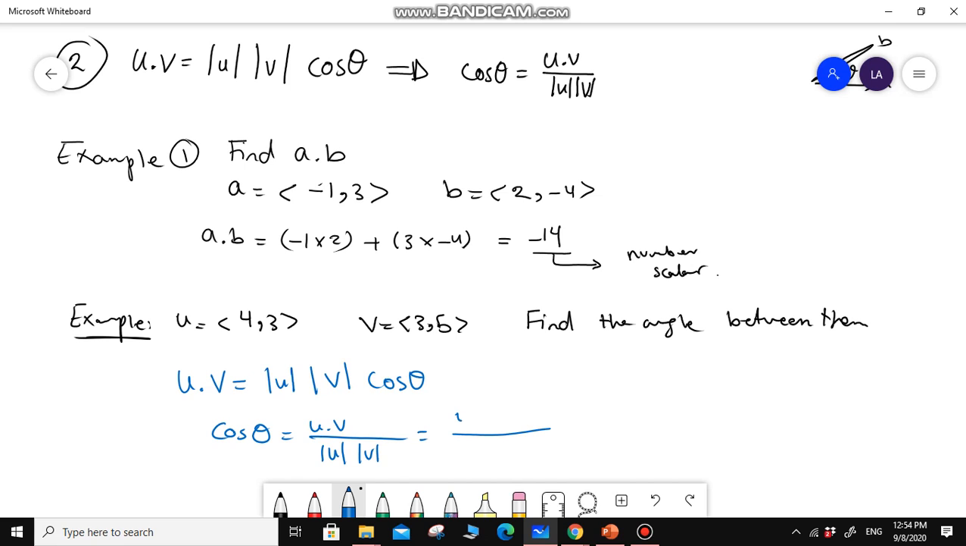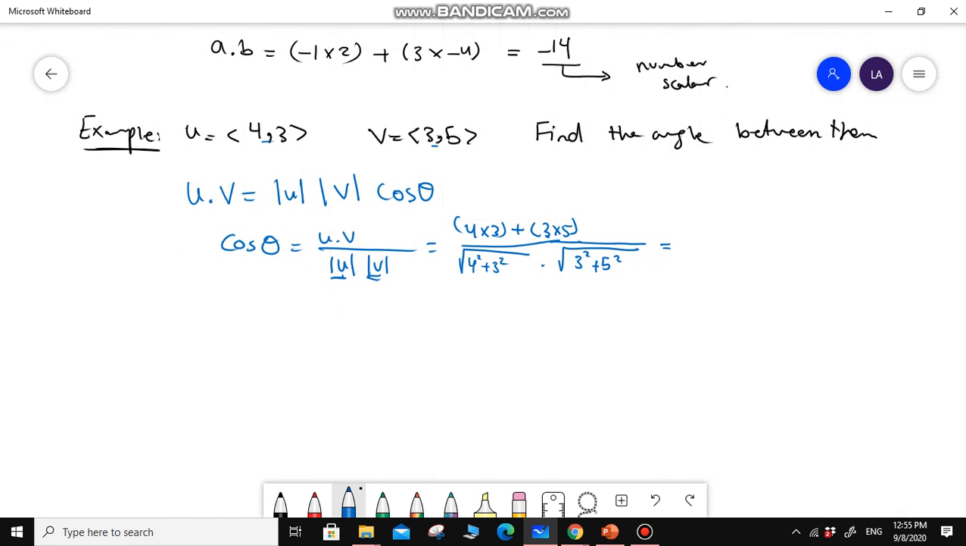Now, for the dot product, you will multiply 4 times 3, the x parts, and then you will be adding to it 3 times 5. Then you will do, for the magnitude of u, radical 4 squared plus 3 squared multiplied by radical 3 squared plus 5 squared. So I am applying the Pythagorean theorem to find the magnitude of u and then the magnitude of v. I kept it in one step. And I find the value. Or you can simplify it and do it in steps.